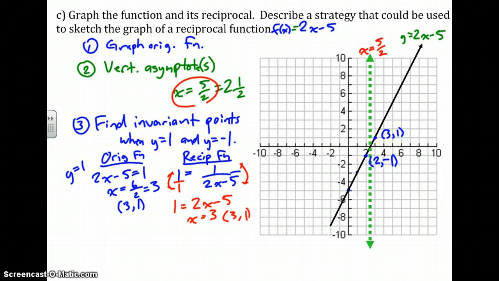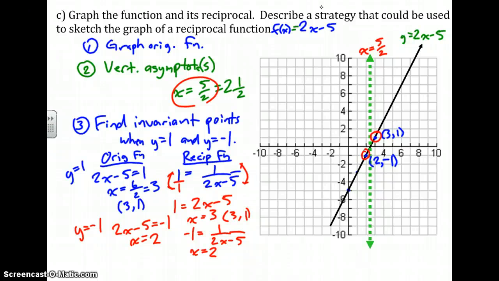Okay, we could go through the same work with y equals negative 1. So we could go 2x minus 5 equals negative 1 and solve for x and get x equals 2. And we could go negative 1 equals 1 over 2x minus 5, solve for x, and again we get x equals 2. Right, so that's a little bit confusing, but basically we know that we're going to have invariant points again anywhere where y is 1 and y is negative 1.